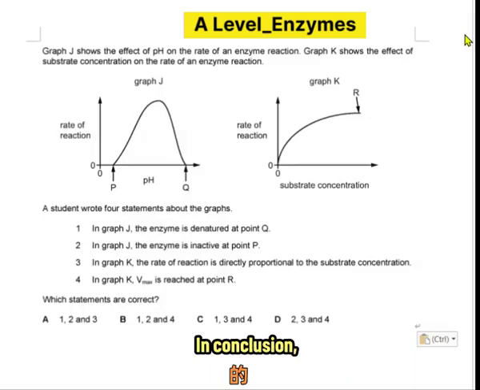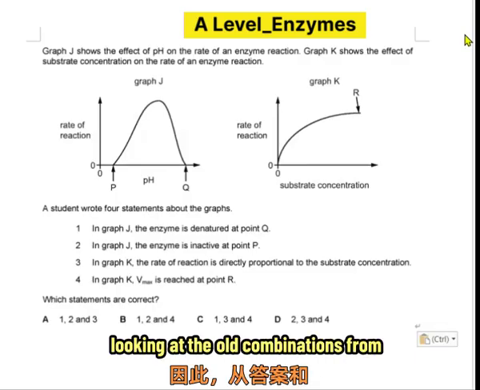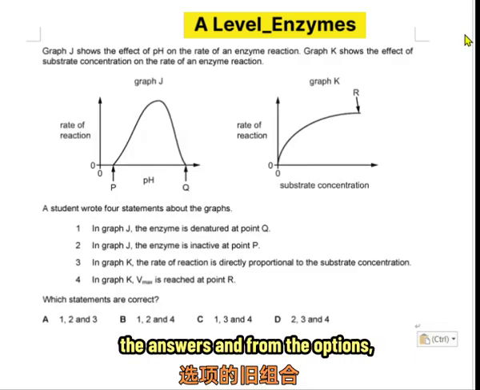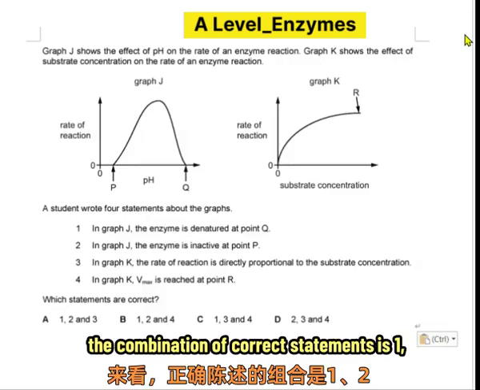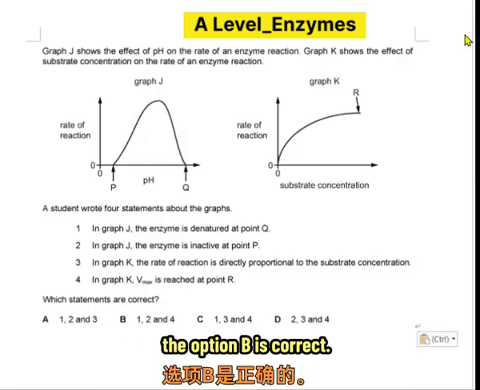In conclusion, the correct statements are 1, 2, and 4. So, looking at all the combinations from the options, the combination of correct statements is 1, 2, and 4. Therefore, option B is correct.